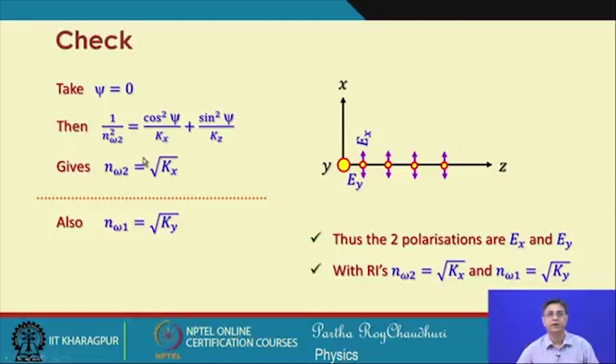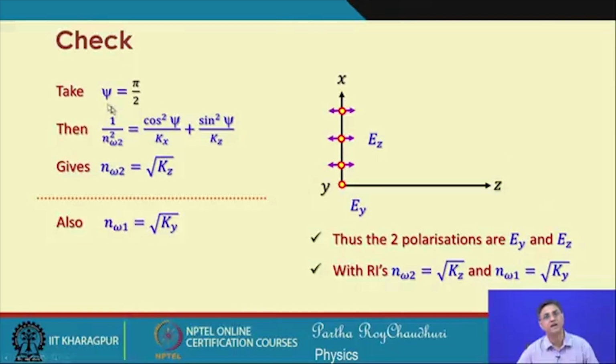So, there is a checkpoint that if you take psi equal to 0, then you can get this quantity equal to 1, this is equal to 0. So, n omega 2 becomes exactly this. So, that means if you take that the wave is propagating along the z direction, you end up with the earlier possibilities that the two polarizations are along x and y direction, and these are the two refractive indices.